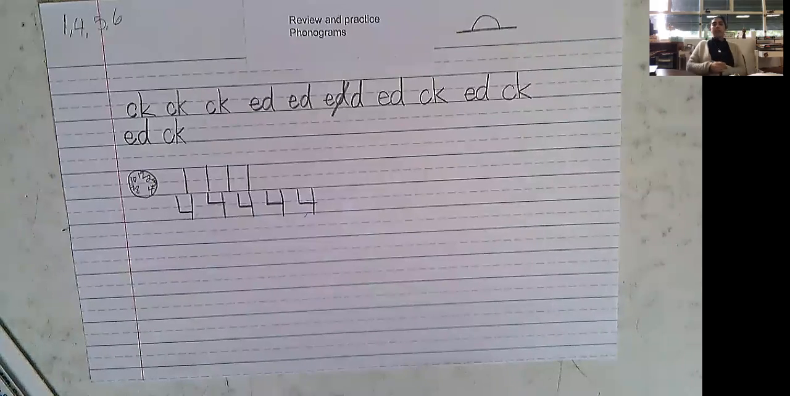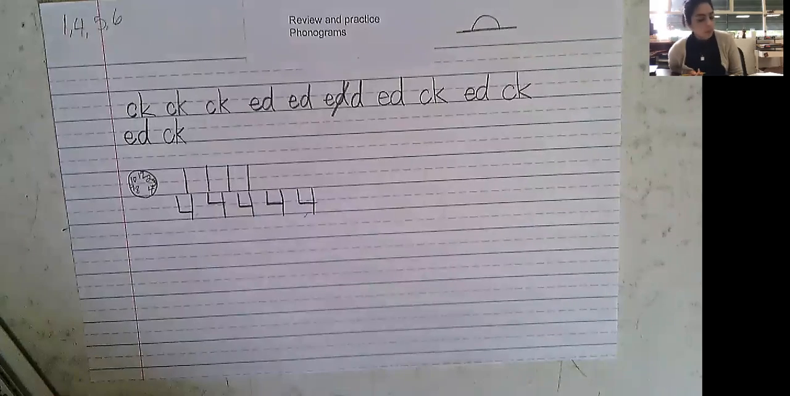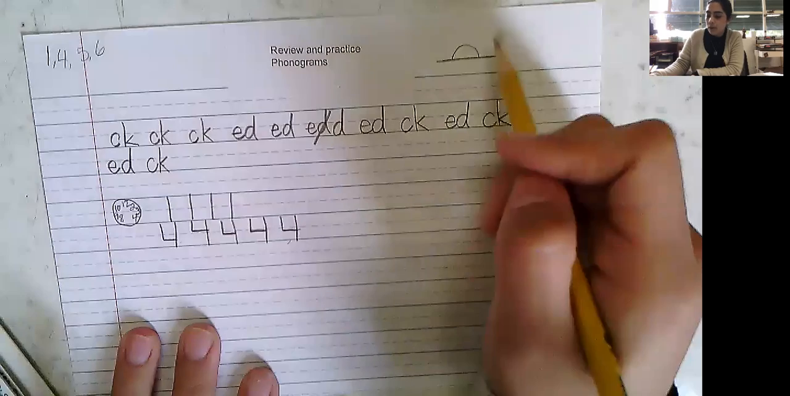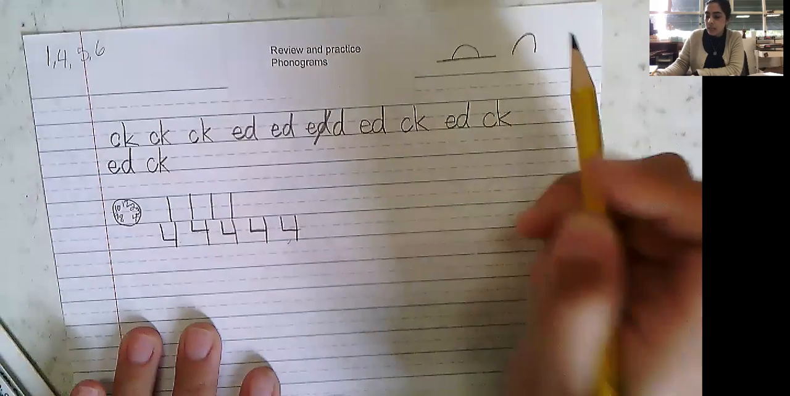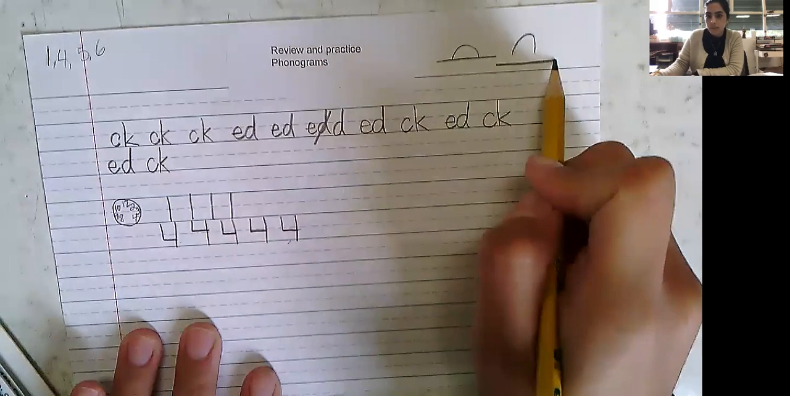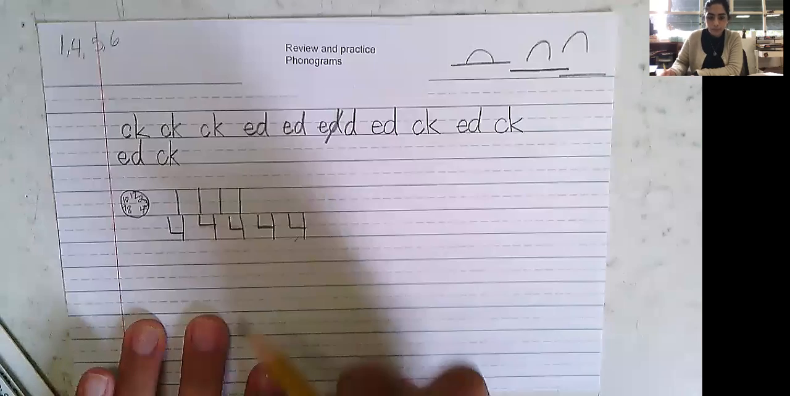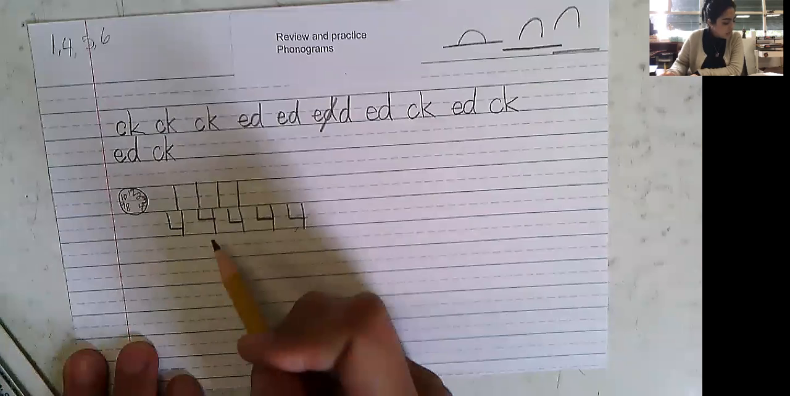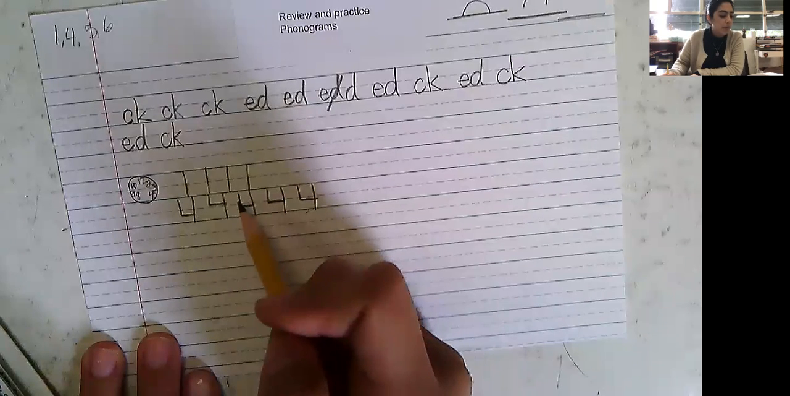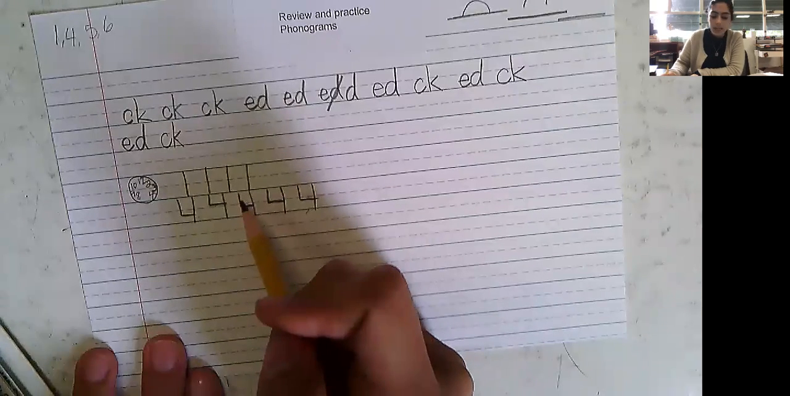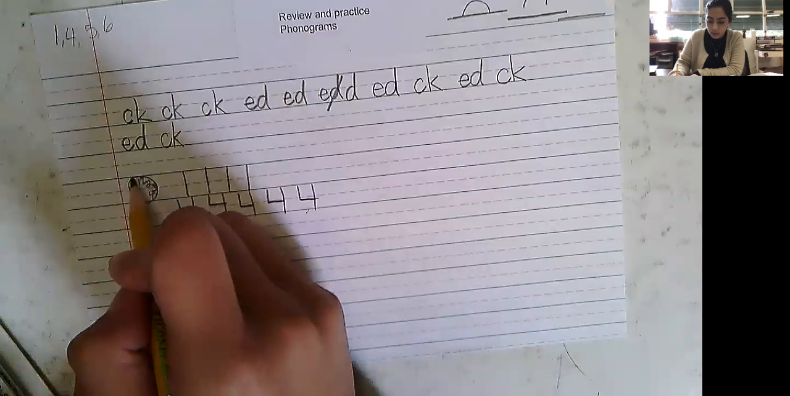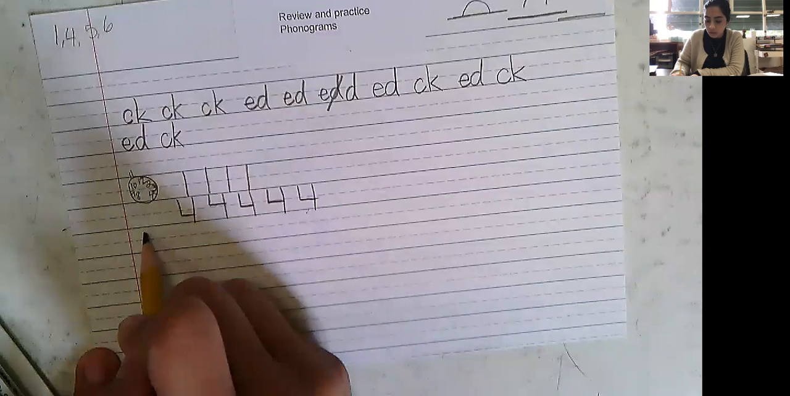Now let's start with 5. The numeral 5 has both rounded and straight lines. This is a round line. This is a straight line. Round line, straight line. The numeral 5 has both round and straight lines. Begin at 11. So 11's right here. So I'm going to start right here.